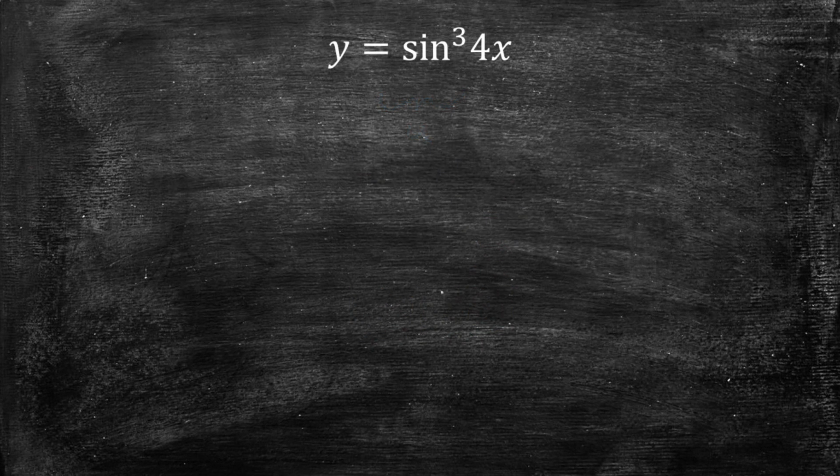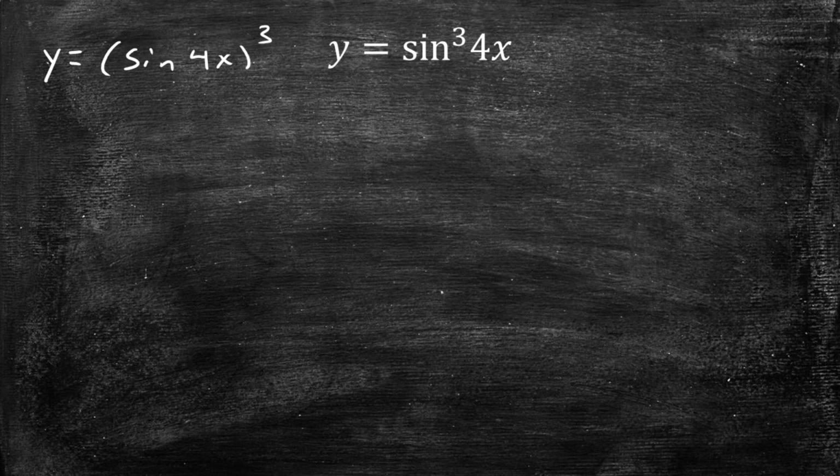Example number 3. So we have y is equal to this function here. I'm going to rewrite this a little bit to make it visually easier to see. So that is the same thing as sine of 4x cubed. A lot of times we'll just write the exponent right over here just because it's easier to write. So this is the same exact thing.